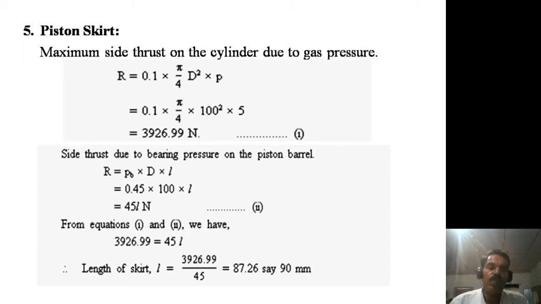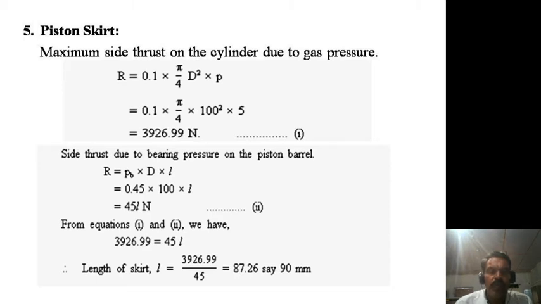Now the side thrust due to bearing pressure on the piston barrel. One more equation to find the R value: capital R is equal to Pb into capital D into small l. Pb, the bearing pressure on the piston barrel, is 0.45, into 100, because it is the D value, into small l. Therefore 45 into l. So R is equal to 45 into l in Newton. You can call this equation number 2.